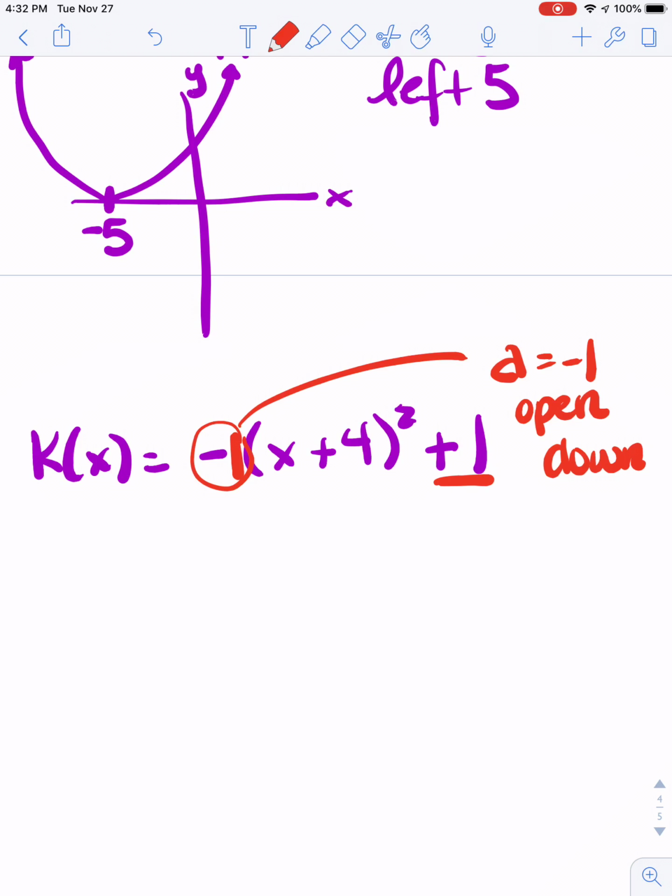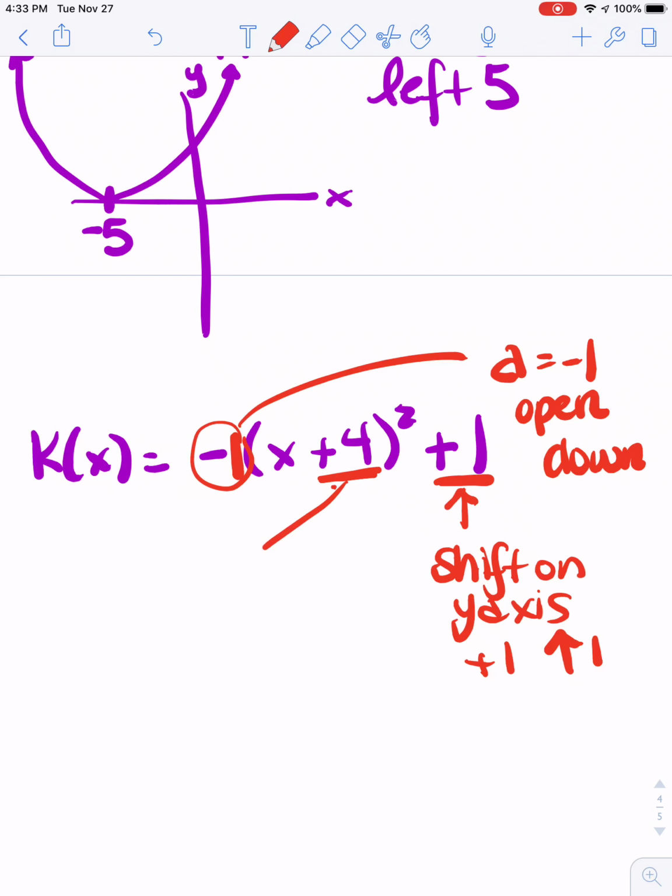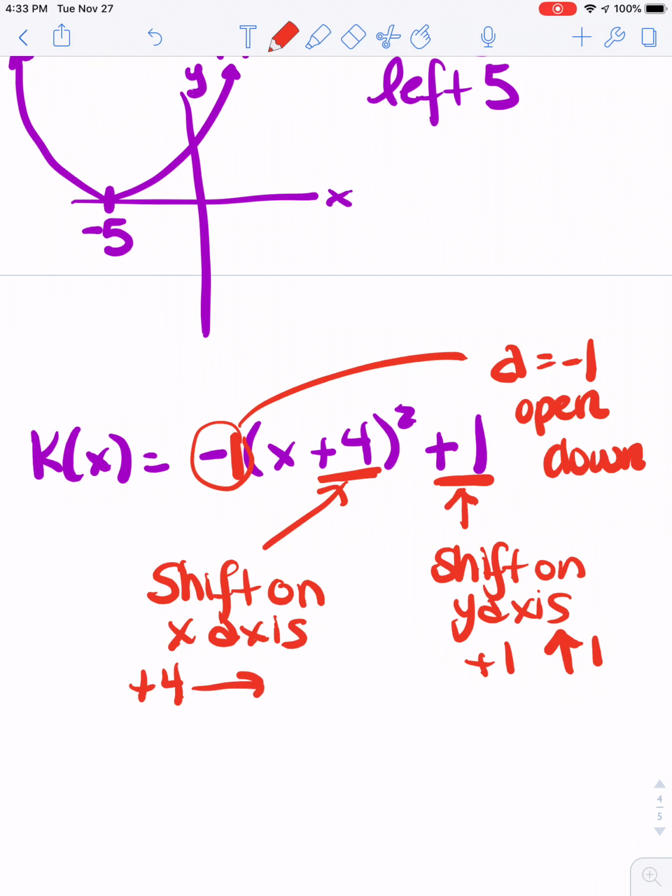Okay, if it's plus 1, that means it's a shift on the y-axis. So if it's plus 1, that means it's going to go up 1. And in here, it's a shift on the x. So if it's positive 4, remember it's got to be opposite, so it's going to go to negative 4.